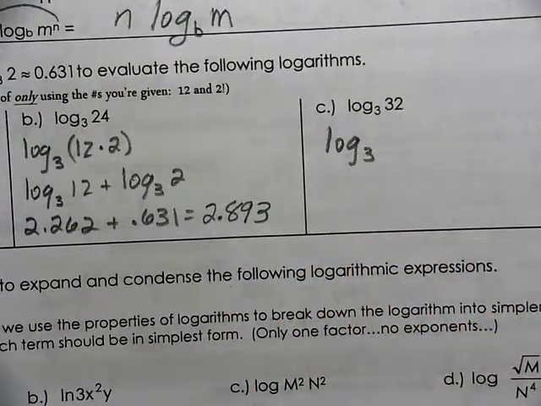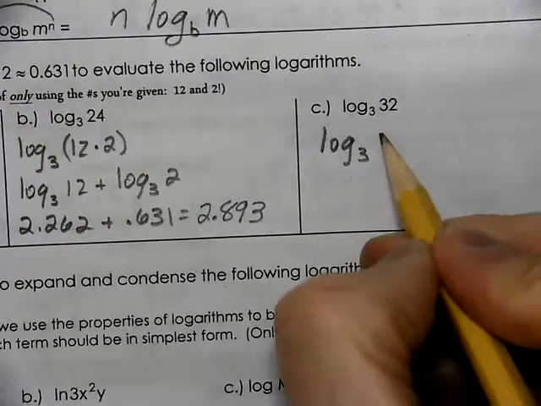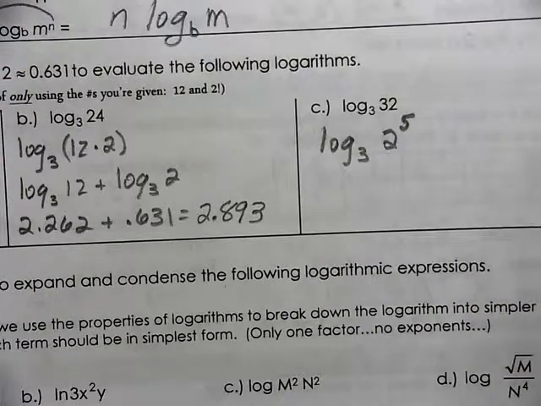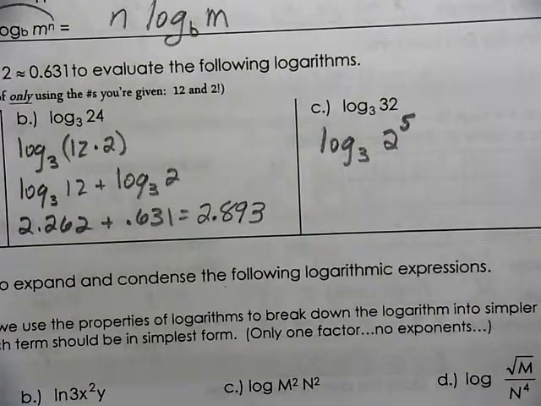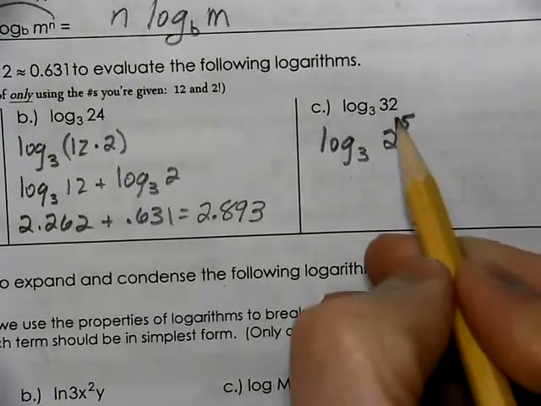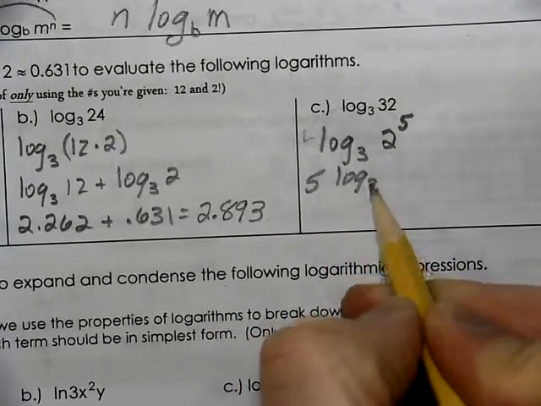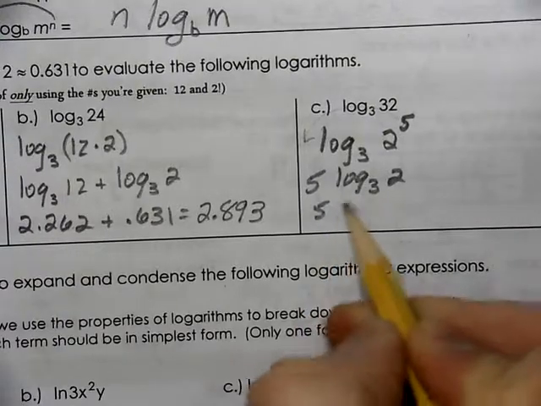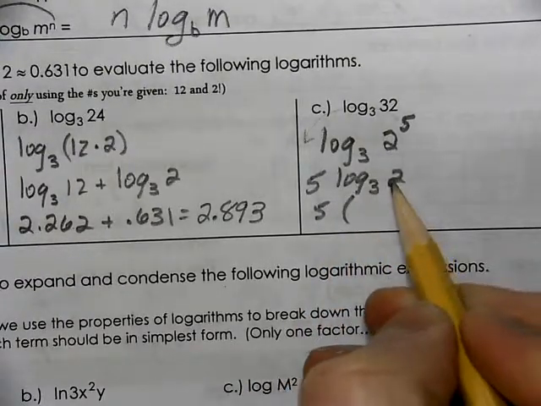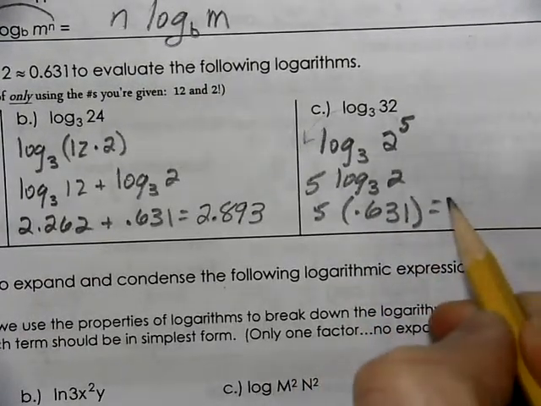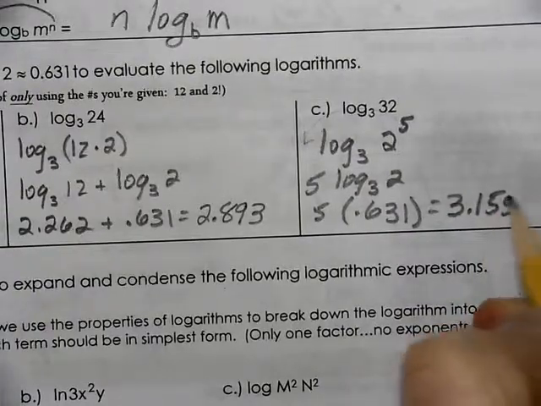We can't use 8 times 4 because we don't know what log base 3 of 8 is. But we do know, or we can work with, 2 to the 5th power. It might be tricky for some to see, but you should start to become familiar with these types of numbers. Now we're going to bring the 5 in front. And we know that log base 3 of 2 is the value of 0.631, and when we multiply that, we get 3.155.